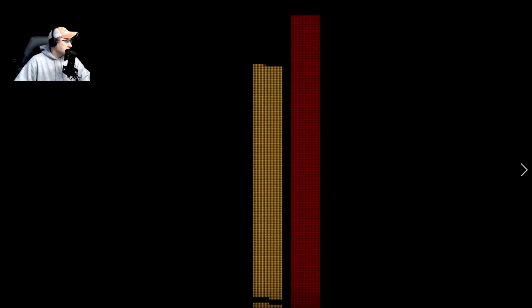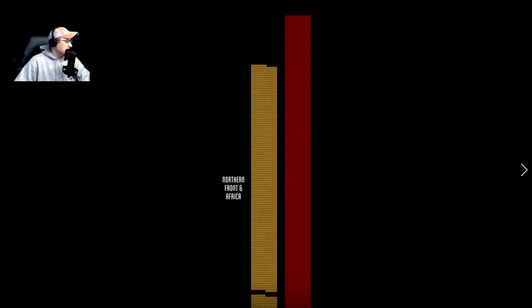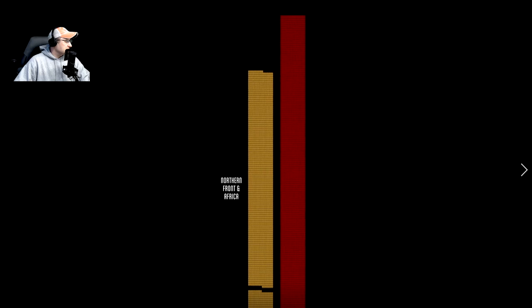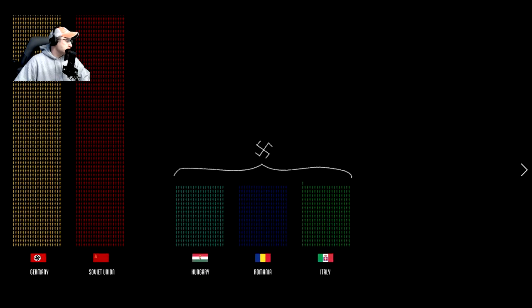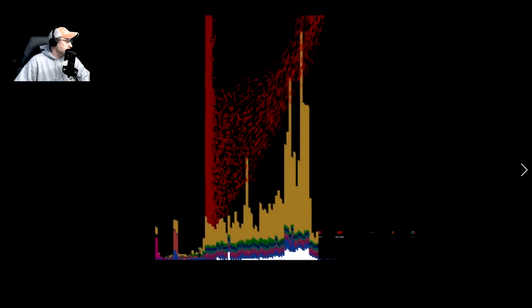To complete the count of European military deaths, we need to add German deaths from other fronts, including the North and Africa. Oh, I guess we didn't. As well as deaths from other Axis powers allied with the Nazis, Hungary, Romania, and Italy. When you put these European military deaths on the timeline, it looks like this.